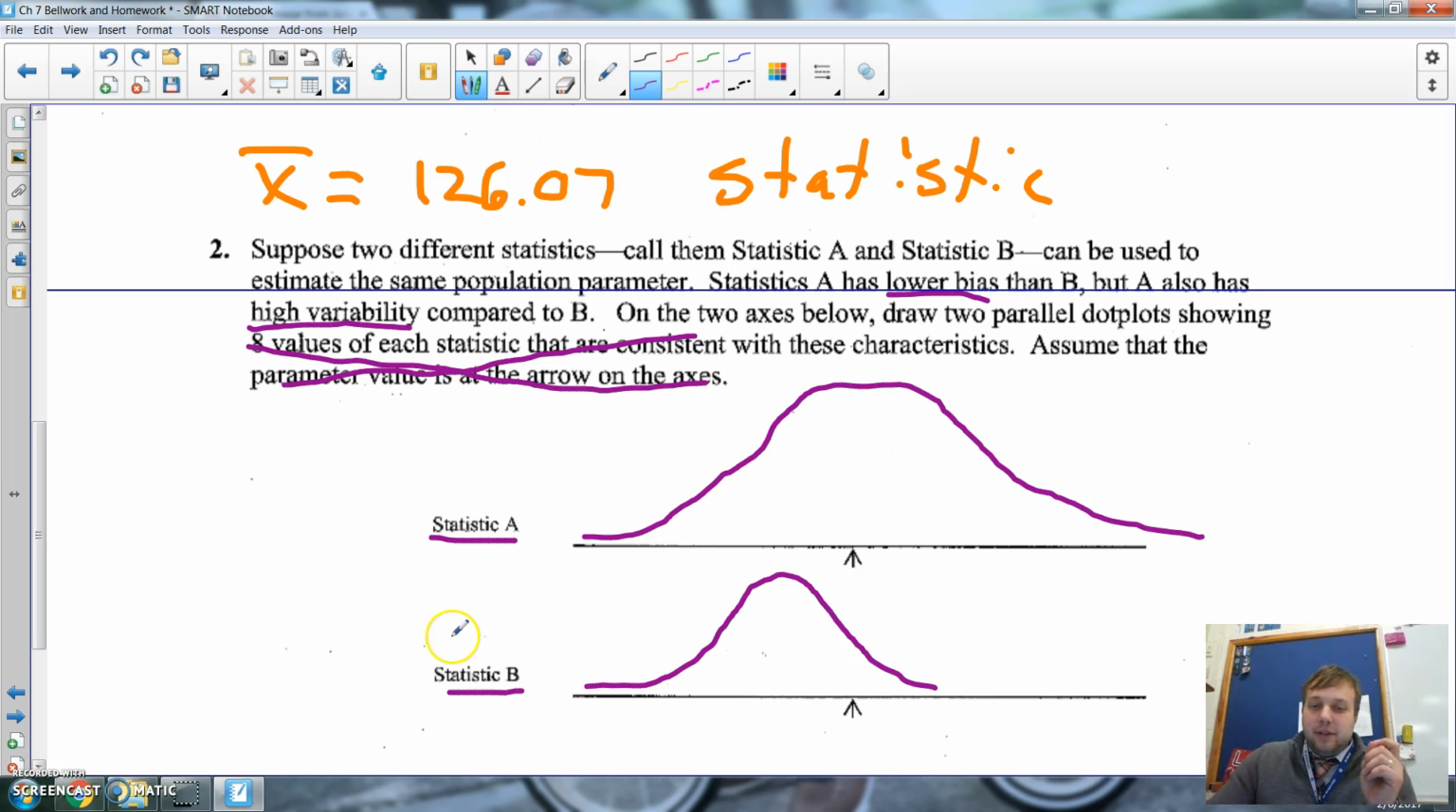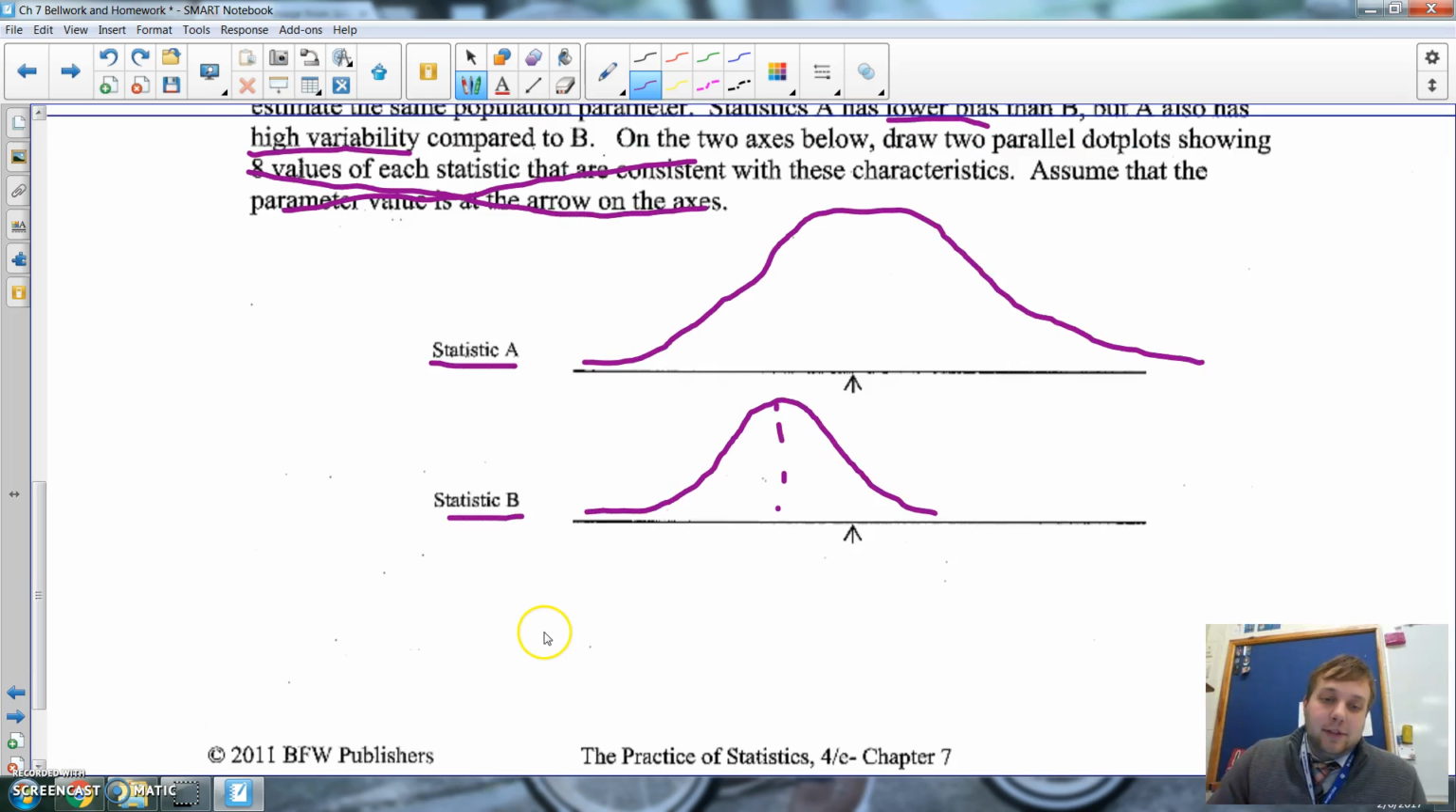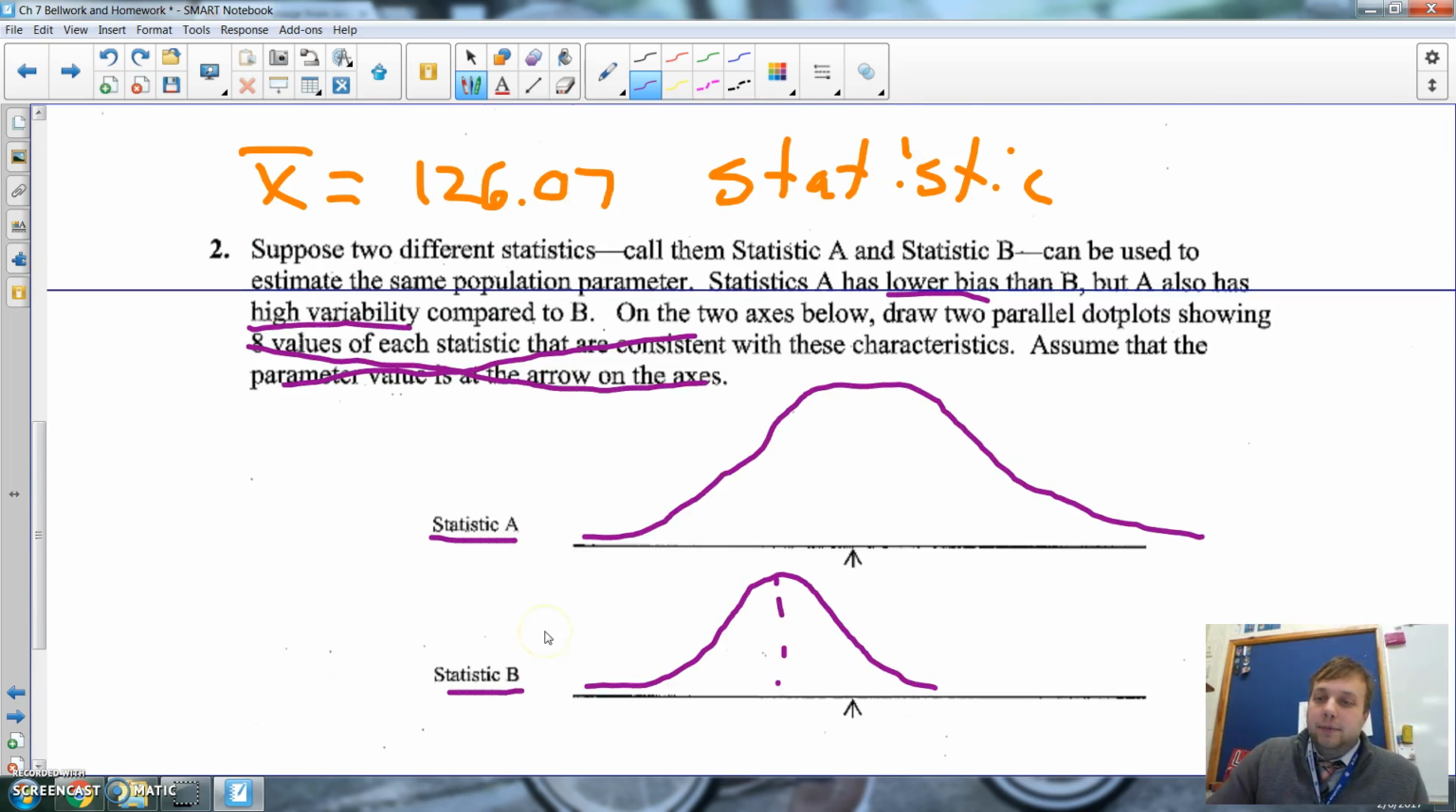Anyways, statistic B is not centered at the right spot because it's got to have a higher bias. And so it's not going to be centered, but it is going to have lower variability, so it's not going to be spread out as far, so it's going to be more condensed. So that's 1 and 2, just kind of talking through what we have to do.